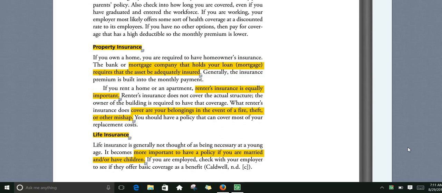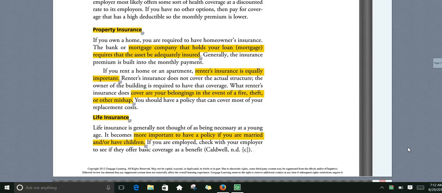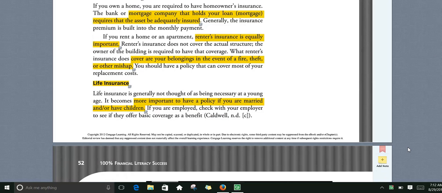Be sure your property is insured. Of course, if you have a mortgage, they require that asset be adequately insured since you don't own it outright. Renter's insurance is also very important, as many young people rent first. Life insurance is more important to have if you're married and or have children, but the earlier you get a policy, the better off you are.